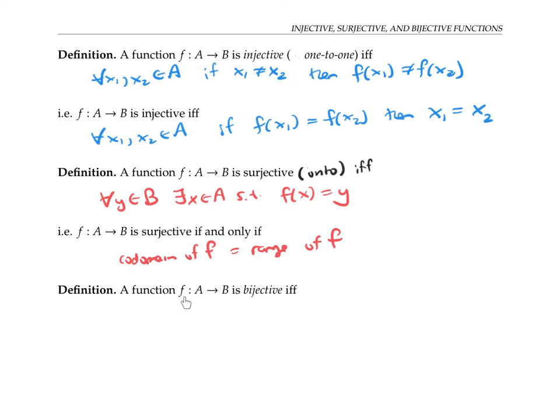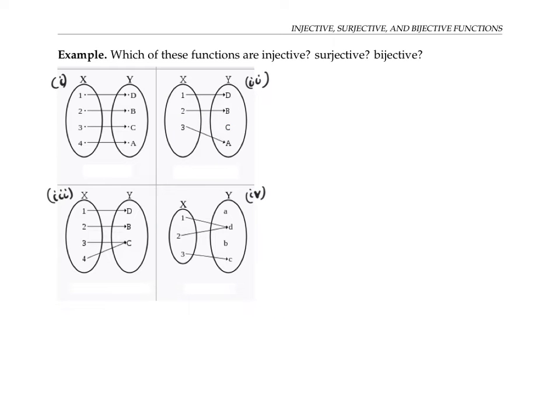Finally, we say the function f is bijective if f is injective and surjective. Please pause the video for a moment and decide which of these functions, represented by these diagrams, are injective, surjective, and bijective. The first graph, at the top left, is both injective and surjective.